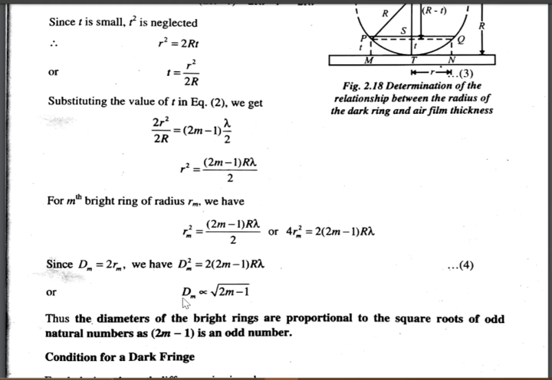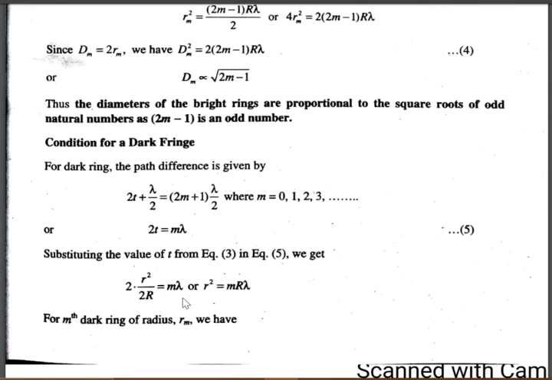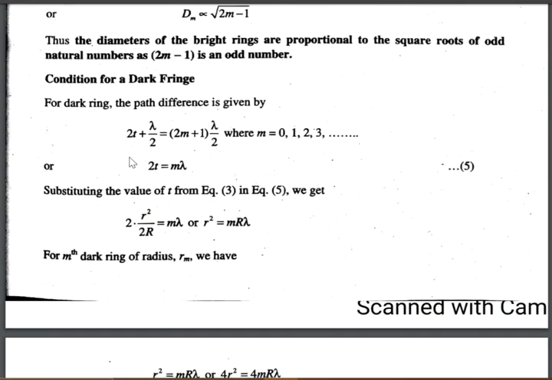So from equation 4, it is clear that the diameter of the bright rings is proportional to the square root of the odd natural number, as 2m minus 1 is an odd number. So the conclusion from the above expression is that dm is proportional to the square root of (2m minus 1). That means the diameter of the bright fringes is always proportional to the square root of the odd natural numbers. Similarly, we can work out for dark fringes.